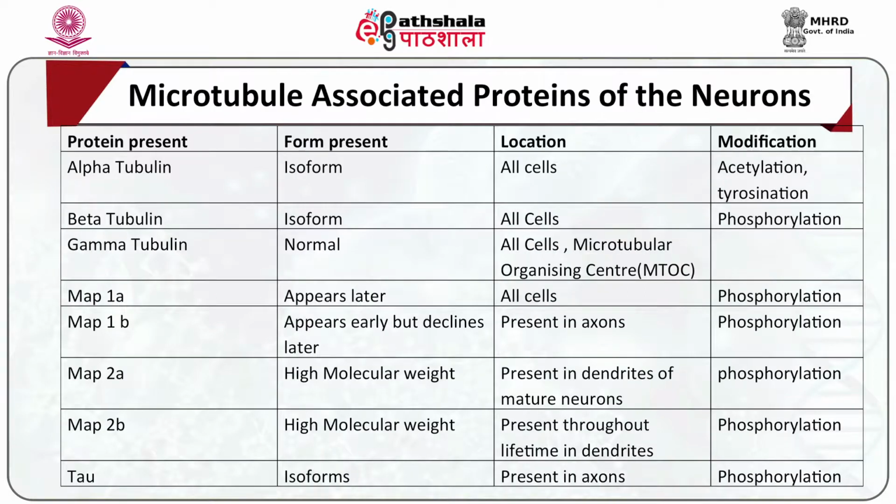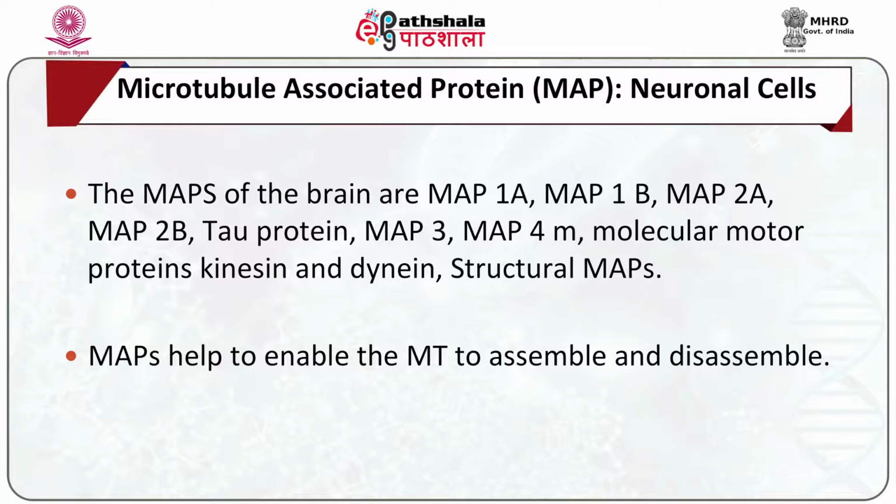Now, microtubule associated proteins are also present in the neuronal cells, and these maintain their stability, interaction with other elements and provide them functions. The MAPs of the brain are, as in other non-neuronal cells, MAP 1A, 1B, 2A, 2B, tau proteins, MAP3, 4, as well as the molecular motor proteins, kinesin, dynein and structural MAPs.